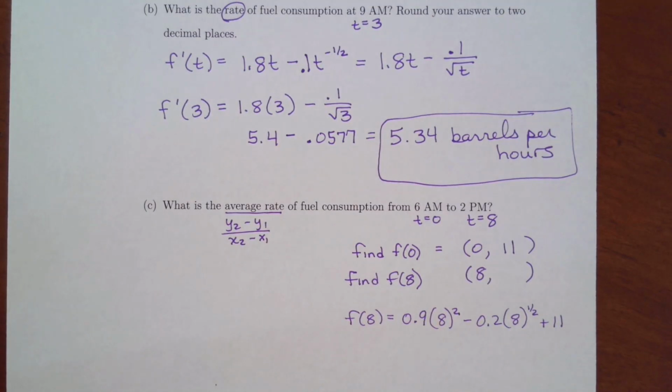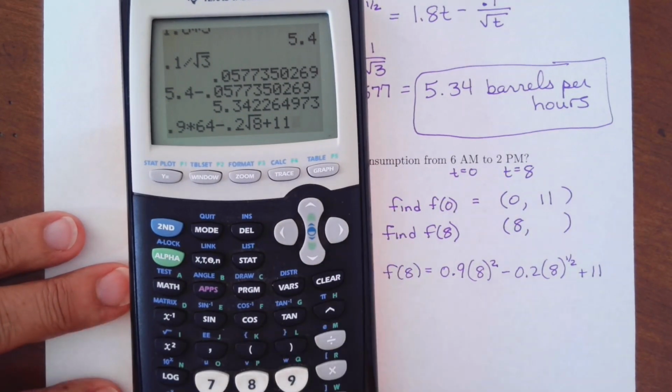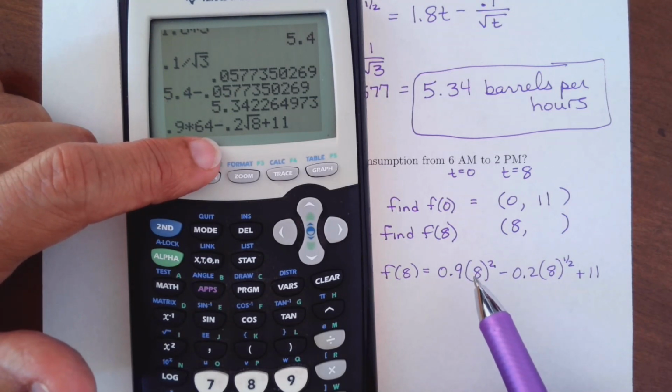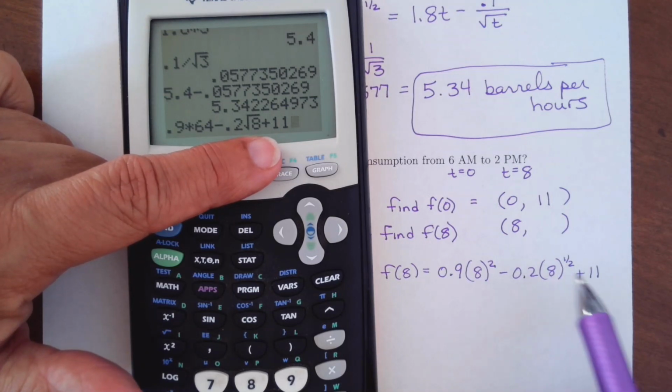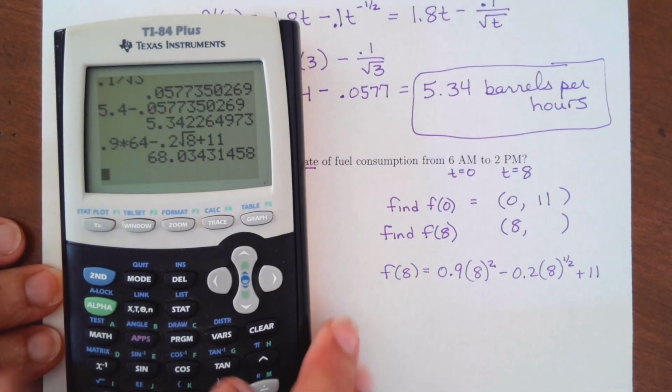All right, so I'm going to do that in my calculator. So 0.9 times 8 squared is 64 minus 0.2 times the square root of 8 plus 11. Okay, so just so you can see what I did. I did 0.9 times 8 squared. 8 squared is 64. You can just put in 8 squared, that's fine. And then minus 0.2 times the square root of 8. You could put in 8 to the 1/2 plus 11. So that'll give me the value at 8, 68.03.